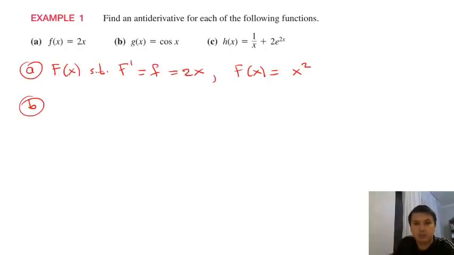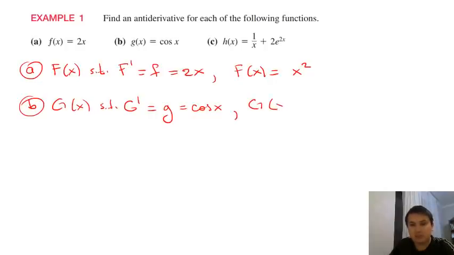Okay, let's do B. So I'm looking for, let's say, capital G of x such that G prime is equal to little g, which is cosine of x. So what I'm thinking is a function whose derivative gives me cosine of x, right? I'm not taking the derivative of cosine x, I'm trying to find the antiderivative of cosine x. Again, from our previous lectures, we know that G of x would be sine of x, right? Because if I take the derivative of sine of x, I will get cosine of x.